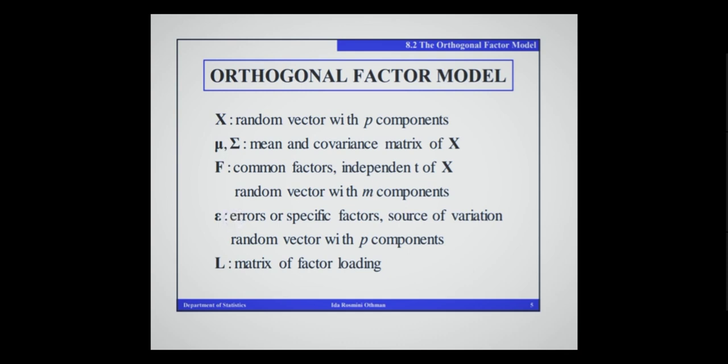Dan epsilon adalah error of the specific factor. Dinamakan error of specific factor. Sources of variation random vector with P component. So actually ini juga adalah variation of the random vector of F. Okay, nanti kita boleh estimate the epsilon ni using the psi, which is the diagonal matrix of the error, which is dipanggil juga adalah covariance matrix. Dan L adalah matrix of factor loading.